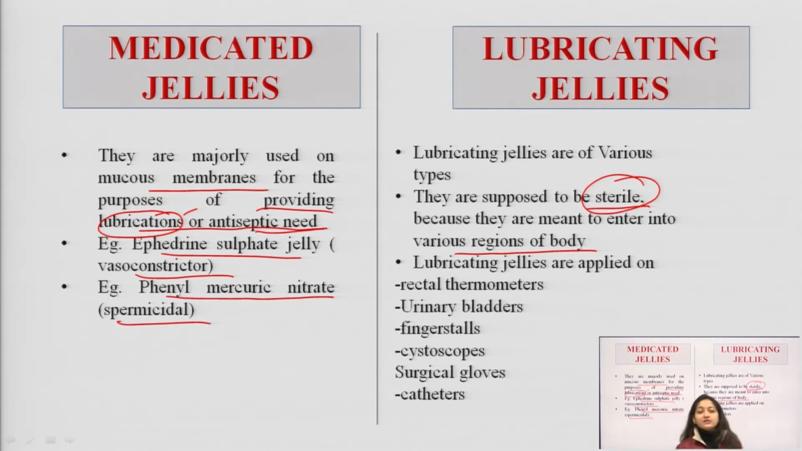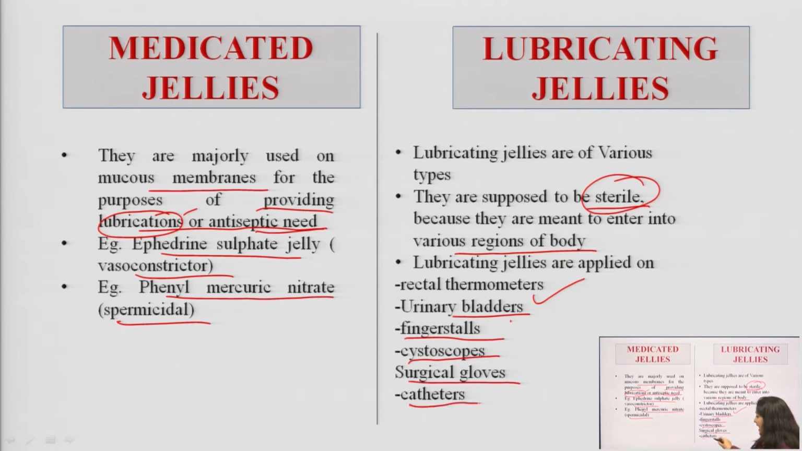So, if we want to insert thermometers rectally, we may insert rectal thermometers. If we want to insert into the urinary bladder, the instruments are supposed to be filled with lubricating jelly, and then they are supposed to be inserted. Another application includes using lubricating jelly on finger stalls, cystoscopes, sometimes surgical gloves, as well as catheters.